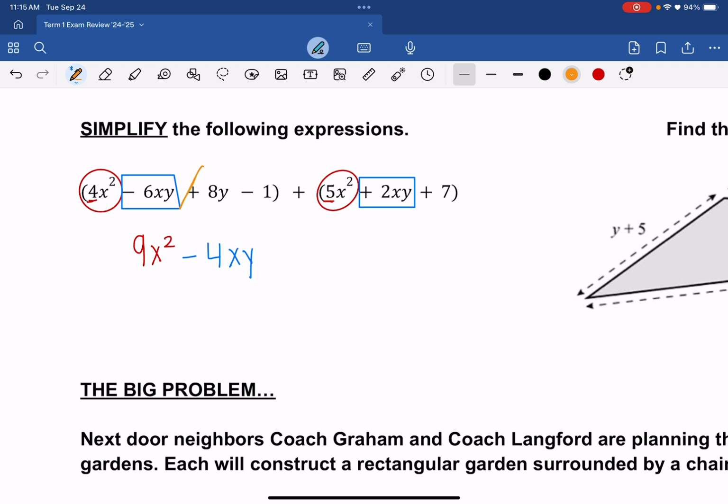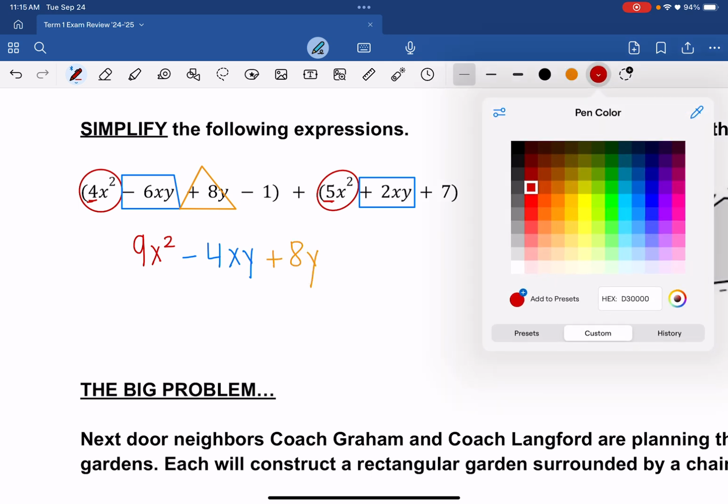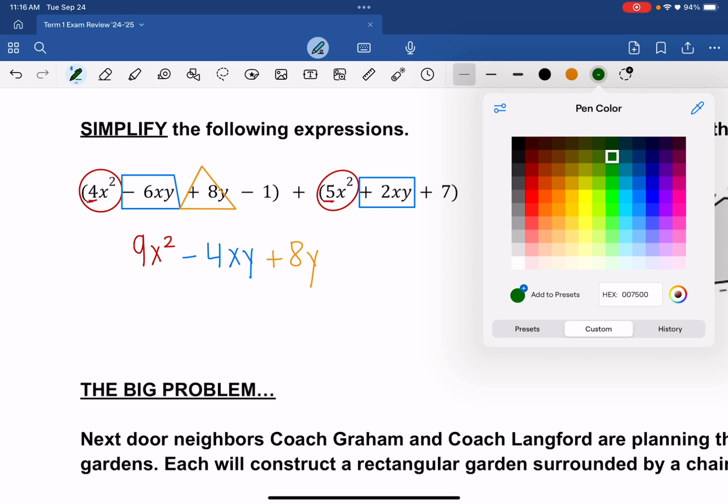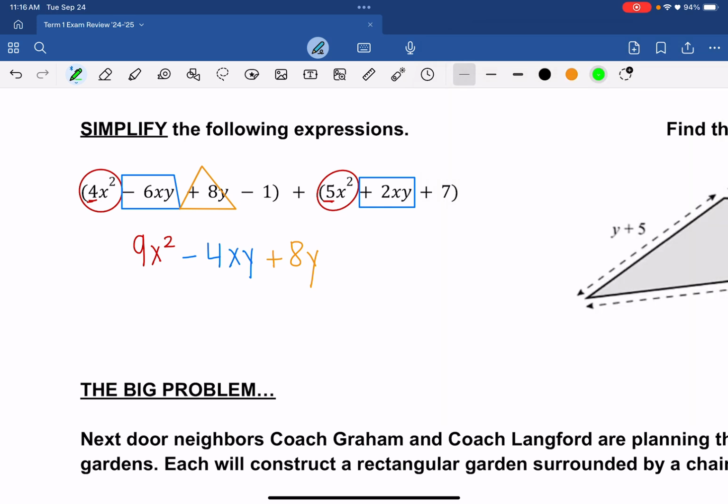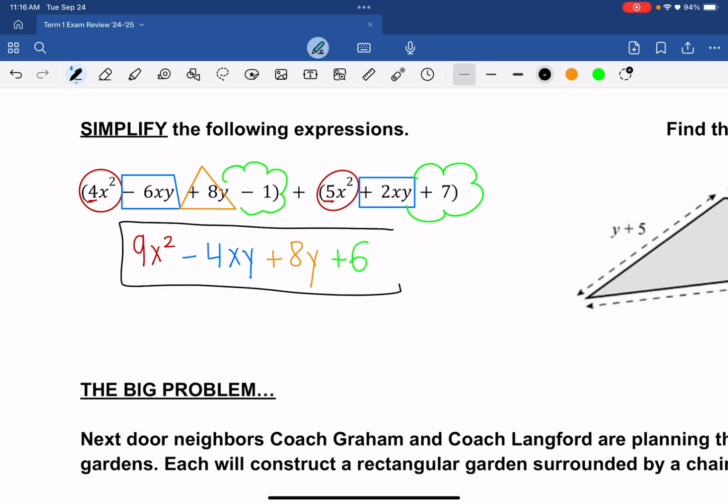Then I move on to the next term. So I have y, but that is my only y. So I just put it right next to it. I only have 8 y's. And then last but not least, I have my constants, right? So I have negative 1 plus 7, and when I do that, I get a positive 6. And that is my answer. It's okay that you do not have a value as your answer because you just combined all the like terms, and that's all you can do. You don't have an equal sign, so you can't get a value.